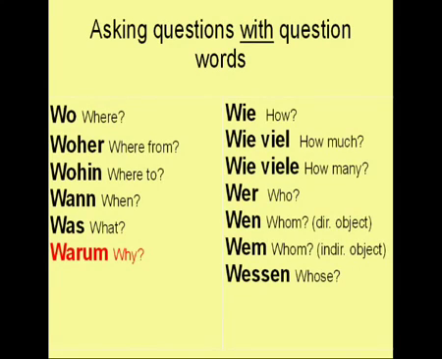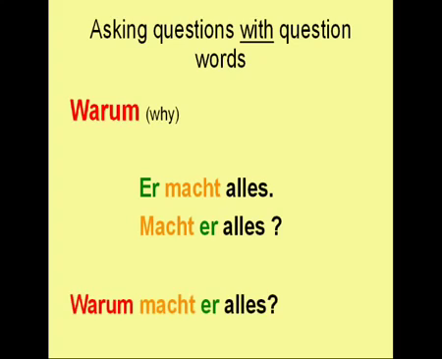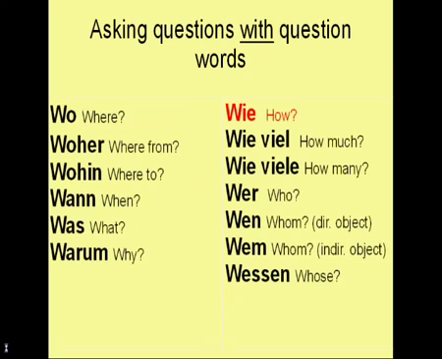Warum means why. Er macht alles, which means he does everything, or he makes everything. The question would be, macht er alles? Does he make everything? Does he do everything? And finally, with question word, warum macht er alles? Why does he make everything? Why does he do everything? Then there's the word wie, which means how.